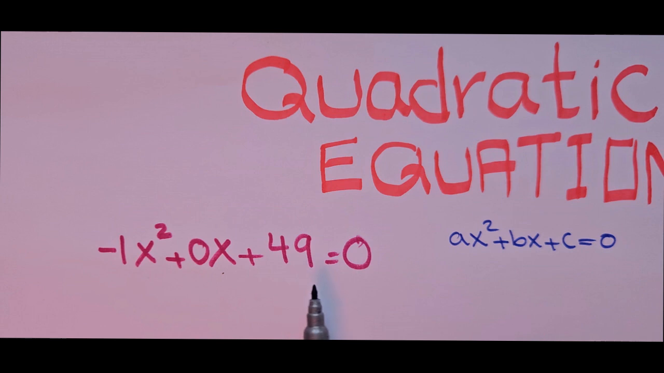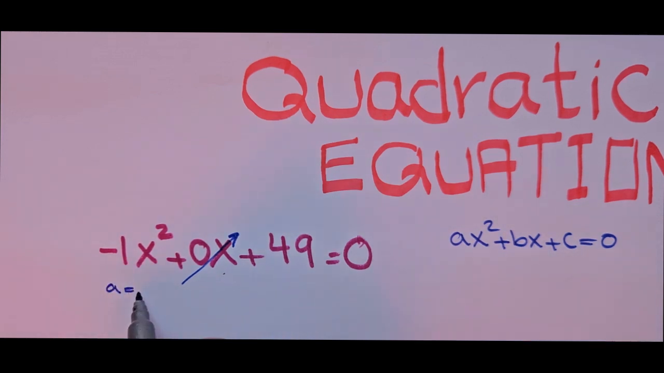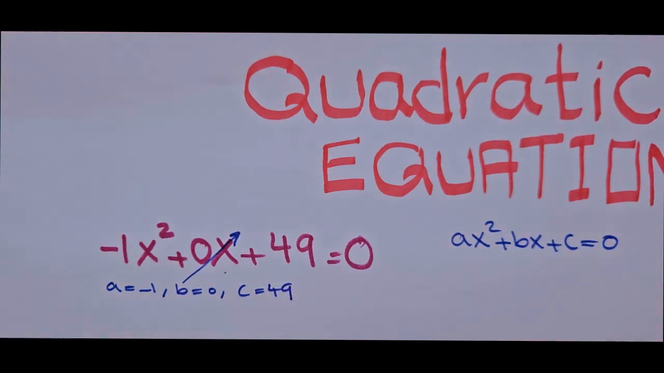So here, in the first example, the coefficient of x is 0, so you can easily ignore it. If I want to find the coefficients, a is -1, b is 0, and c is 49. You can use the quadratic formula, or you can use any other method. For this one, I'm going to use this method.